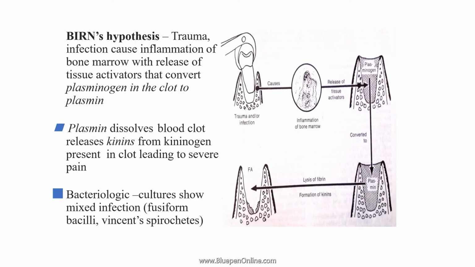These tissue activators convert plasminogen to plasmin. I hope plasmin and plasminogen are clear for you, because we have been studying this since first year in physiology, so I'm not going to repeat the whole thing now. I hope you remember what is plasminogen and what is plasmin. Now the plasmin dissolves the blood clot and releases kinins from kininogen which is present in the clot. And this leads to severe pain, guys. Severe pain. Now when you take the culture, you can see a mixed infection there: fusiform bacilli, Vincent spirochetes, mixed infection. That's what you can see there.